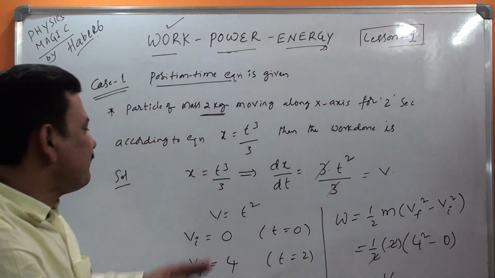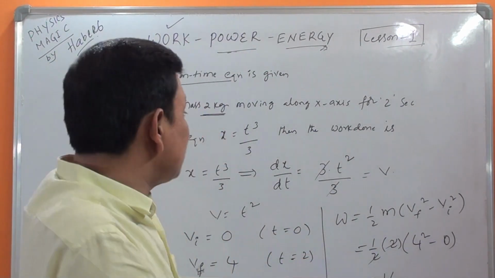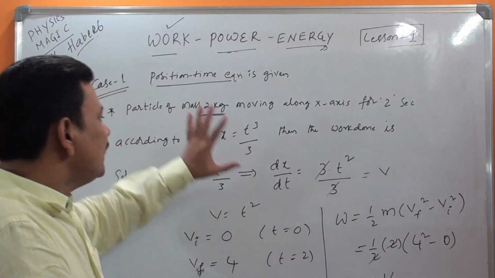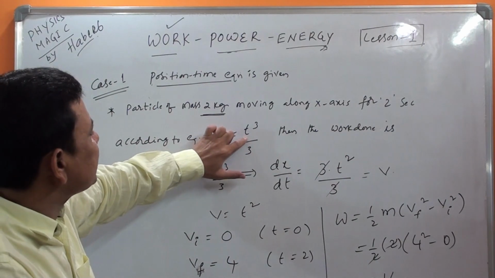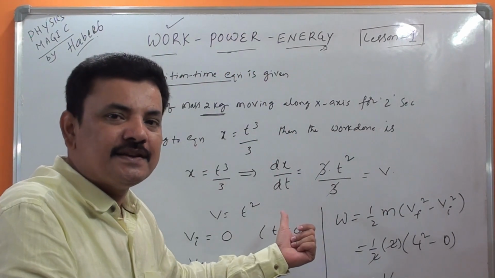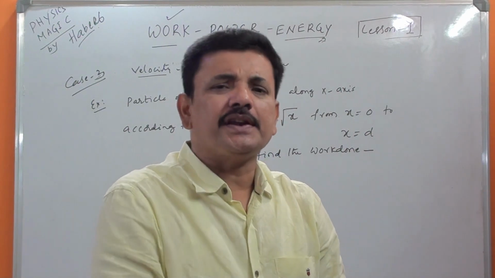For explaining purposes I am writing this much, but in one step you will get the answer. So it is looking like an equation, but very simple. So when position time is given, you have to do like this. I hope you understood this case. Then the first one is the only difficult one, but the second and third cases are very easy.